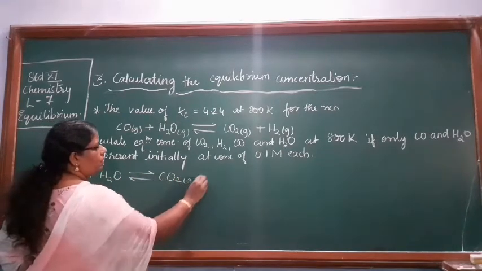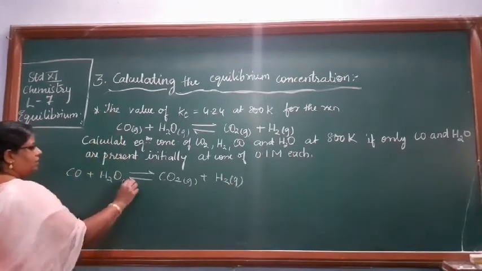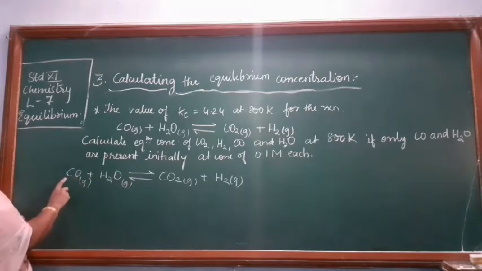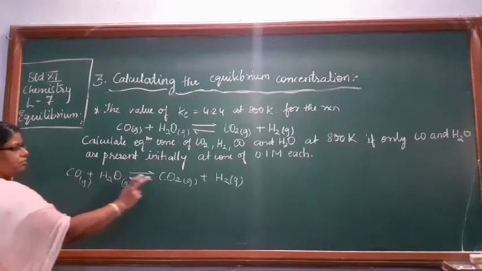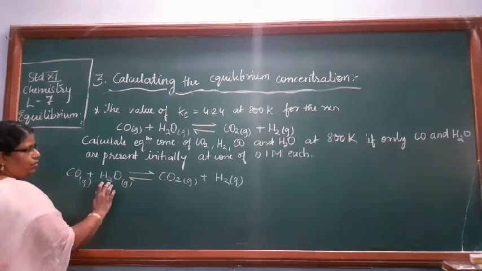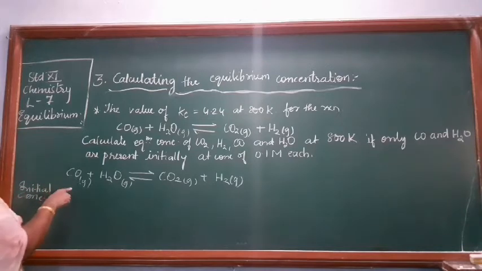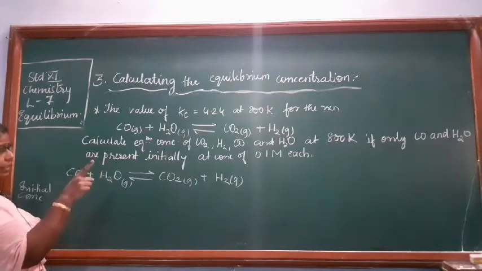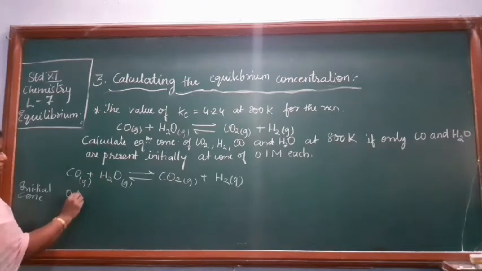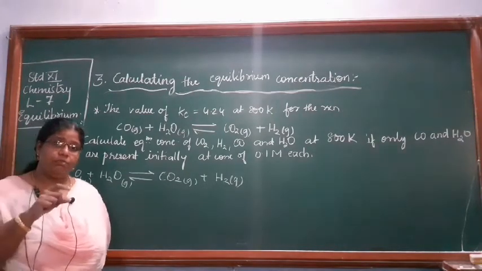CO2 प्लस H2. पहले तो देख लेना है कि ये बैलेंस्ड है कि नहीं. Is it balanced or not? See 1 carbon yes, ऑक्सीजन 2 है, here 2, here also 2, 2 हाइड्रोजन, it is balanced. ओके, इनिशियल कॉन्सेंट्रेशन दिया हुआ है, initial concentration of CO and H2O only is given. ओके, कितना है 0.1 मोलर दिया है. अब पिछले क्वेश्चन में मोल्स, it was given in terms of moles.